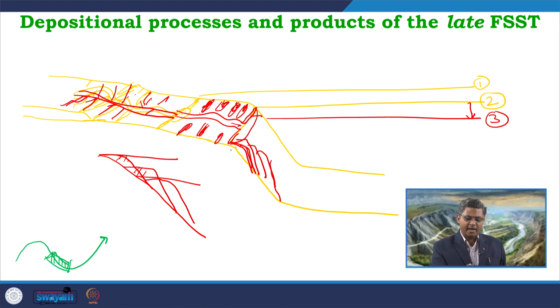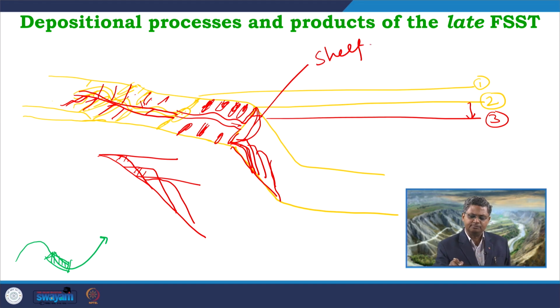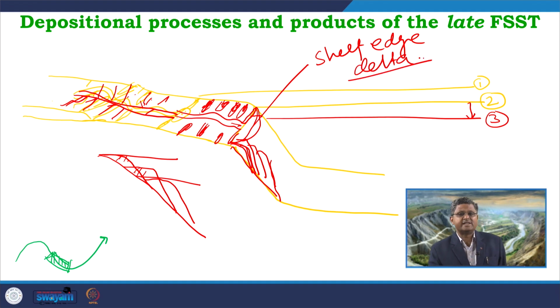Where are they forming? Along the slope. They are forming at the shelf edge and downlapping on the slope. So, this delta which is forming over here now is the shelf edge delta. The shelf edge delta will form during this late phase of the FSST.